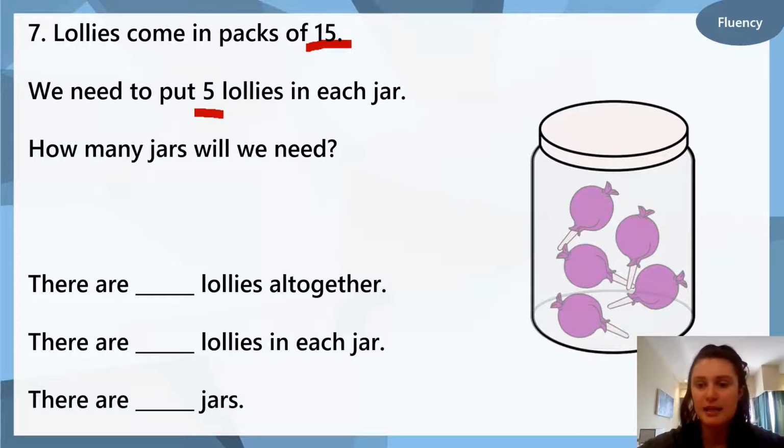There are lollies in each jar. How many lollies in each jar? That's in the question as well. Very good, 5. How many jars will we need? If we have 15 lollies or 15 counters, we need to put 5 in each jar. So we're going to put our 15 counters into equal groups of 5. How many jars will we need? How many groups do we have?